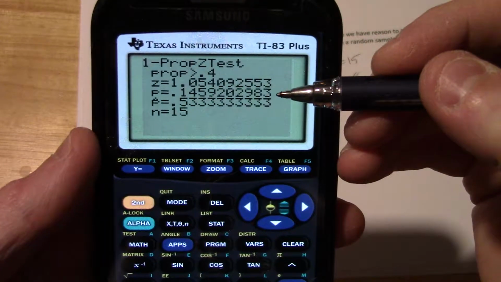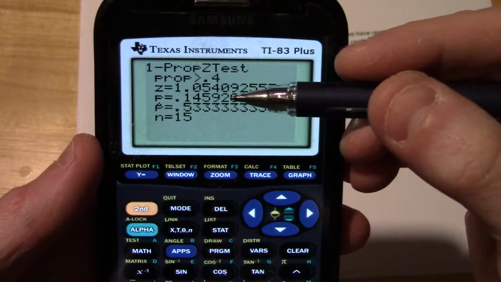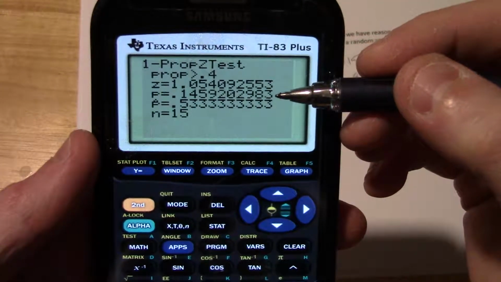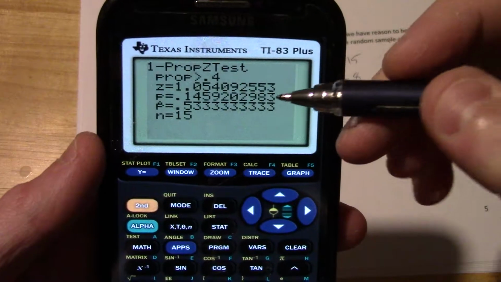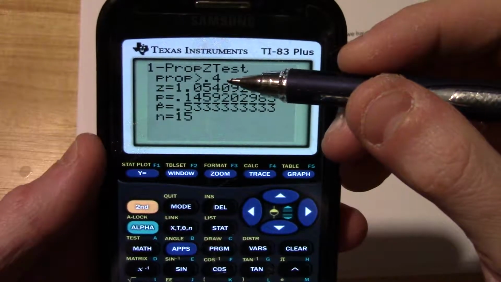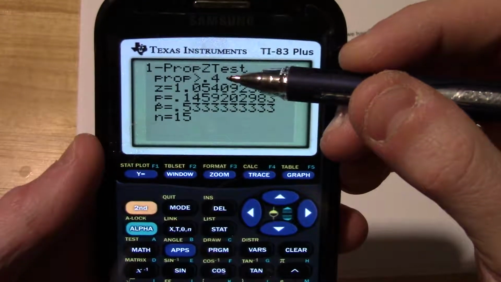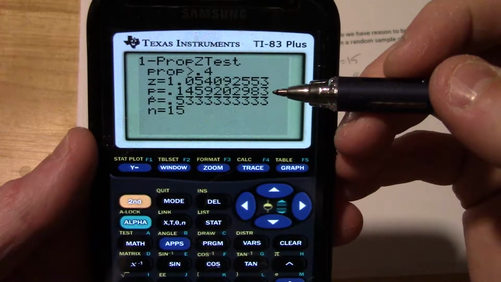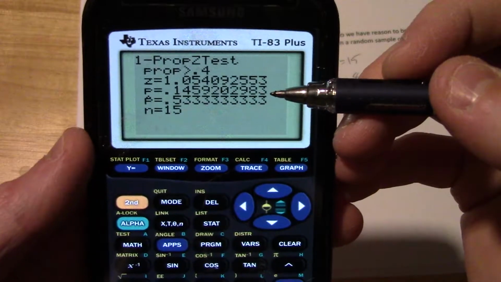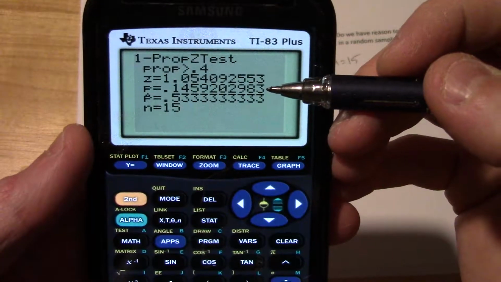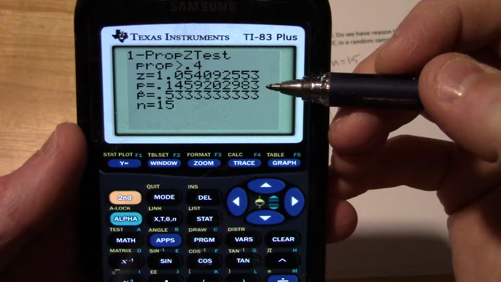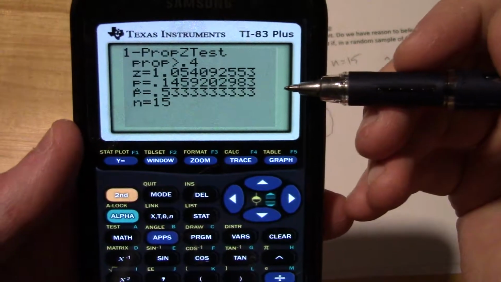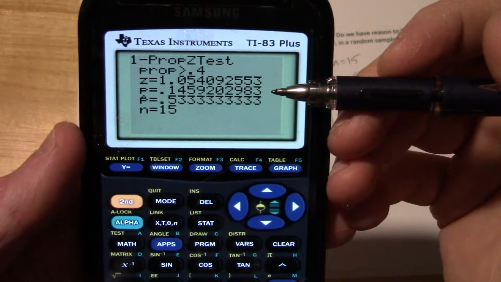The p-value, which is what we'll ultimately use to make our decision, is 0.1459. Again, what that means is if the null hypothesis were true, so if we expect 40% of adults to favor capital punishment, then there's about a 15% chance that we would see our data or something more extreme. In this case, there's a 15% chance that we would see 8 out of 15 or more favoring capital punishment. So a 15% chance to see what we've seen, that's not very small.